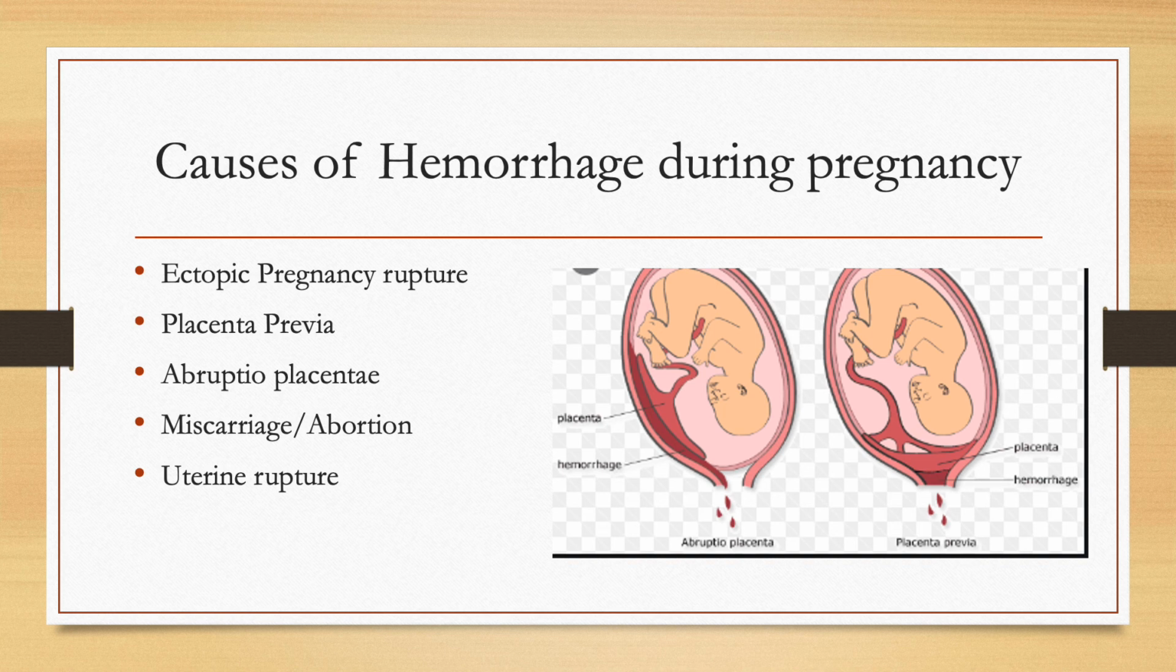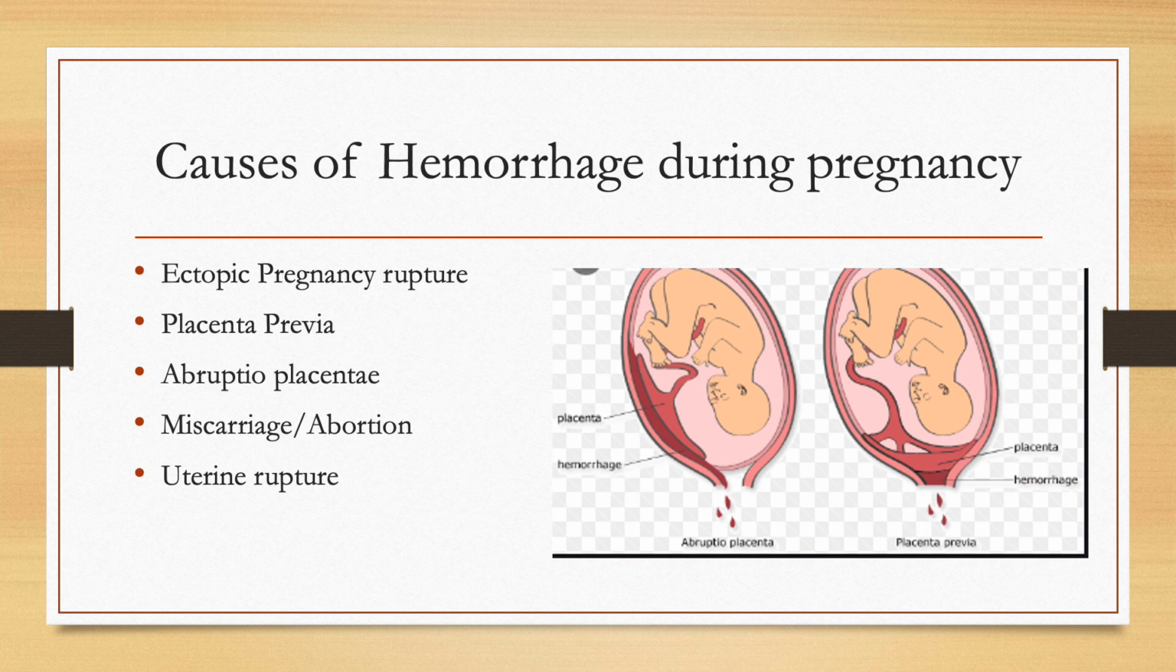Then, of course, we have abruptio placentae, which is when the placenta separates from the wall of the uterus, resulting in vaginal bleeding. And of course, it interrupts the nutrients and oxygen supply to the baby. Then we have another reason for hemorrhaging during pregnancy, which is miscarriage or abortion. Okay, a miscarriage or abortion is basically the spontaneous loss of pregnancy before 20 weeks gestation.